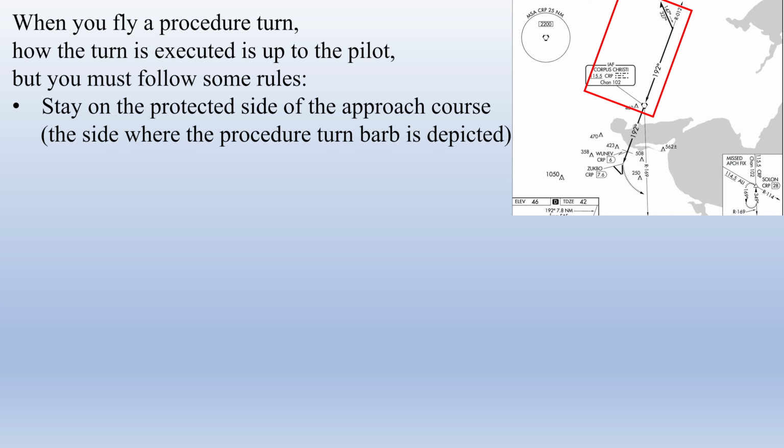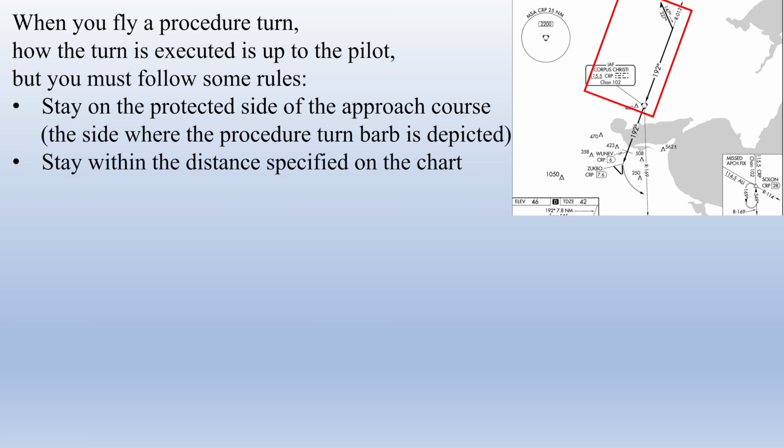So in the example of the Corpus Christi approach that we have been using, the VOR to runway 18, we see the barb is pointed off to the left there, so we need to stay to the west side of the approach course prior to reaching the VOR. We do not want to maneuver off to the east.